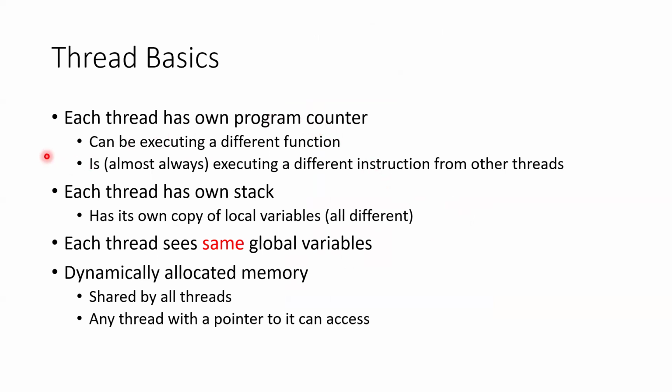And this is just repeating. Each thread has its own program counter. It can be executing a different function, but it's almost always executing a different instruction. Each thread has its own stack, which means it has its own copy of local variables. Each thread sees the same global variables and dynamically allocated memories. And any thread with a pointer to it can access, meaning it can read and write.